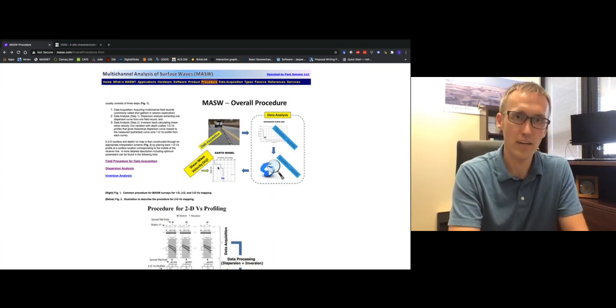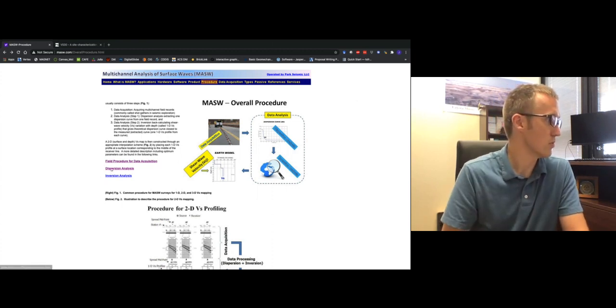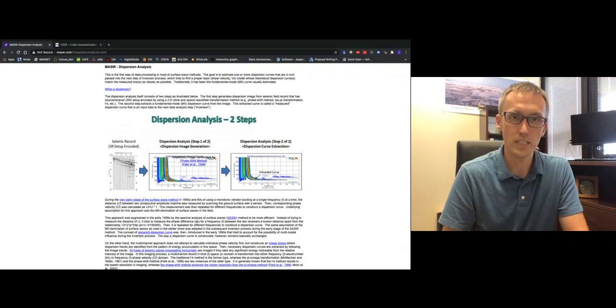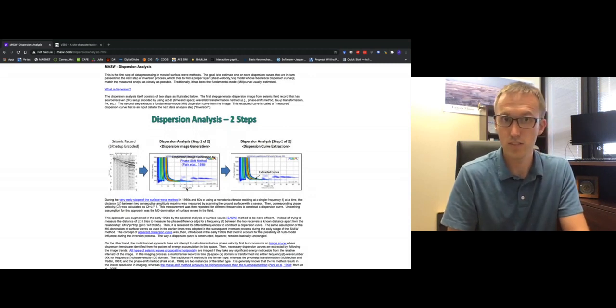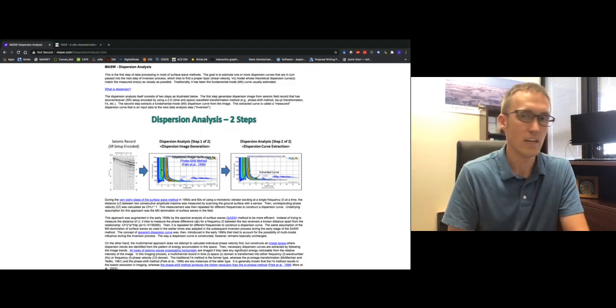So the MASW method, I'm not going to go into a lot of detail about the theory, but basically it uses what's called dispersion analysis. This is taking our seismic traces that we've already looked at and converting that to a phase velocity versus frequency. Different frequencies are like different wavelengths of the seismic waves, and the phase velocity is how fast that particular frequency is traveling through the subsurface. This curve that you can see here, which starts out mostly flat and then changes to mostly vertical, is what's called a dispersion curve.